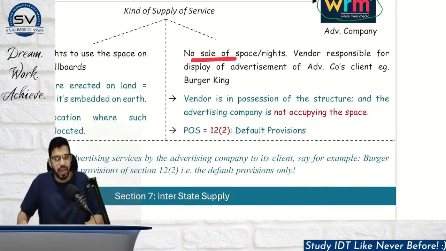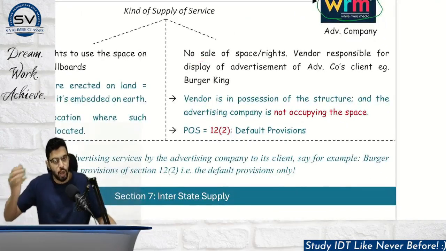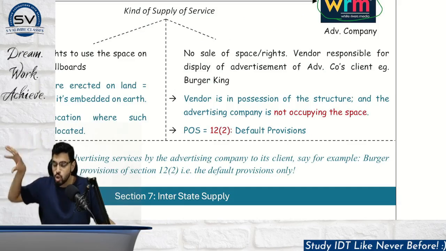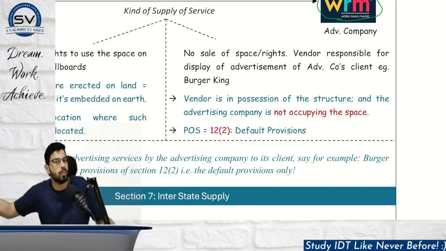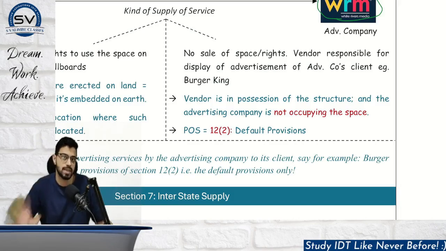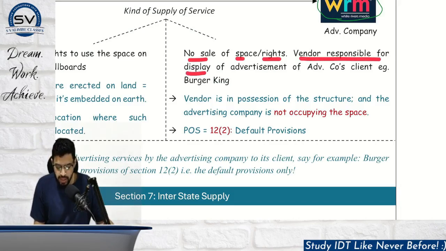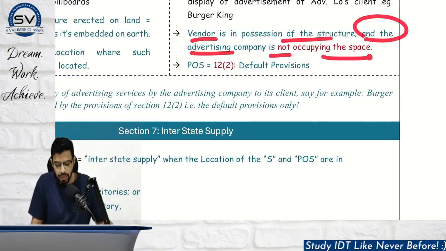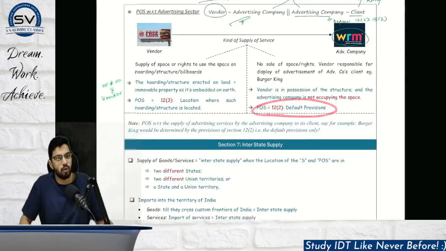Now next case, if the vendor says that we are not giving you the rights, you tell us what you need, the Burger King ad, we will run it. We will retain the rights, you just tell us what you want. In this case, the right over the immovable property is not transferred. The entire control is retained by the vendor. In that case, we have to apply default provisions because there is no link of immovable property per se. If there is no sale of space or rights, the vendor is responsible for display of the advertisement of the advertising company's client, in our case, Burger King. The vendor is in possession of the structure and the advertising company is not occupying the space. Now you have to apply default provisions.